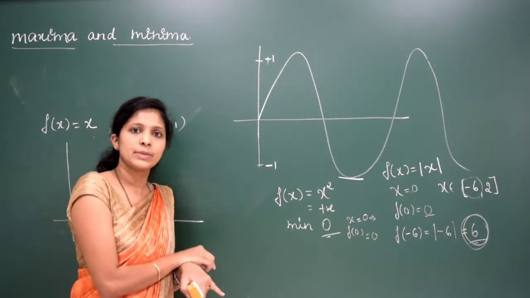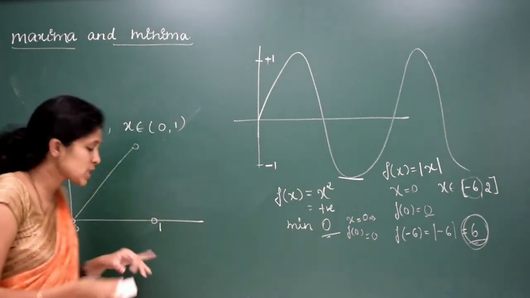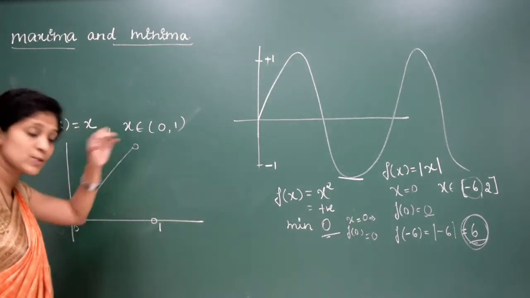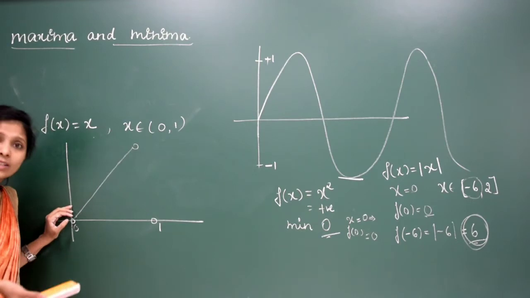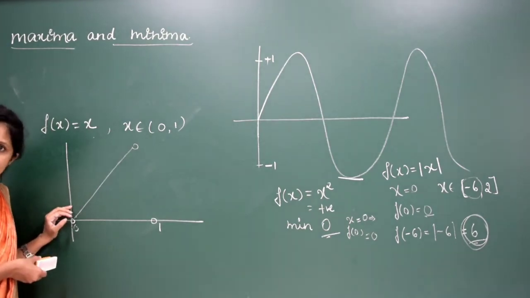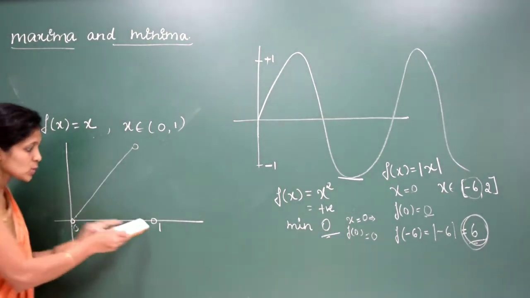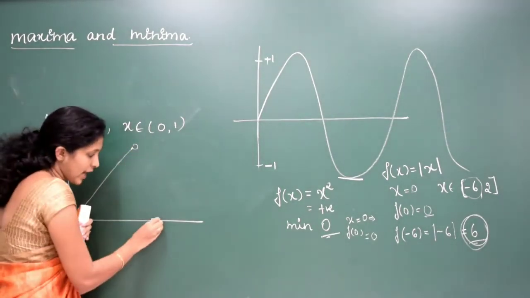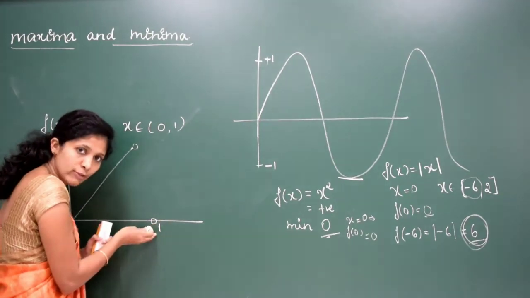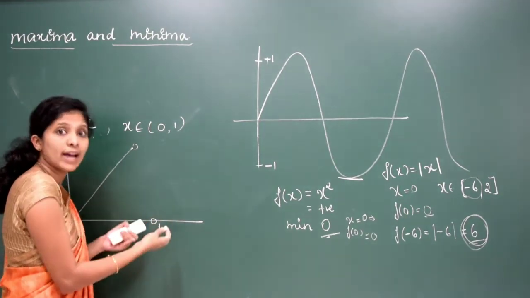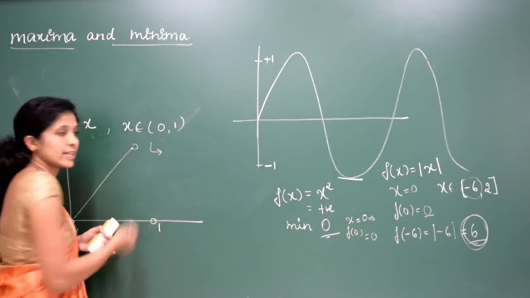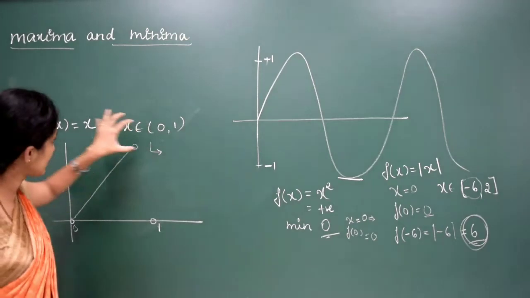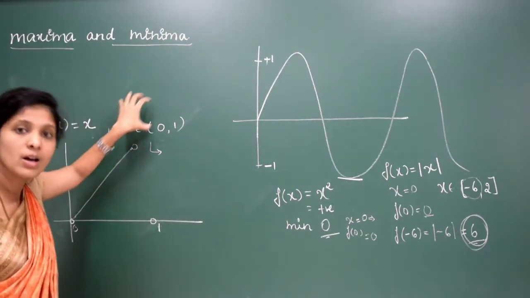Now can you say what is the minimum value? The minimum value is very close to 0, but we cannot define what value it is. Is it clear? Similarly, the maximum value is very close to 1, but we don't know what the value is. So for this function we can say that it has neither maximum nor minimum value. Is it clear?